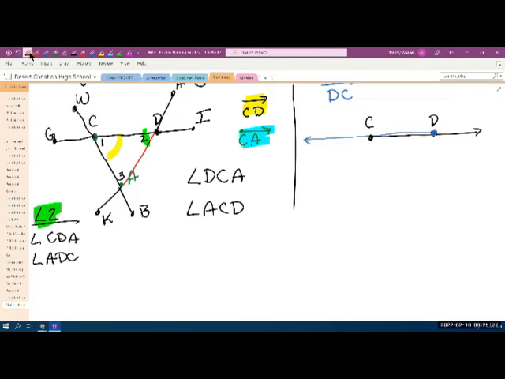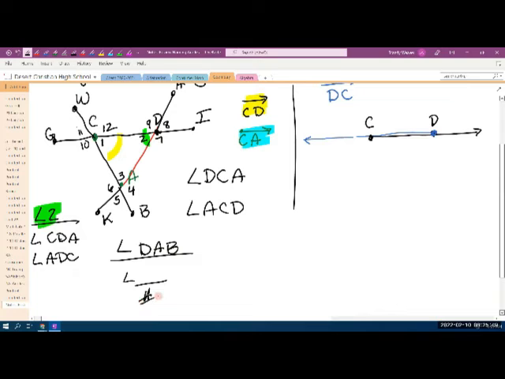Which angle? And let's add some more numbers here. 1, 2, 3. We'll go 4, 5, 6, 7, 8, 9, 10, 11, 12. Which angle is angle DAB? Give me the number. What's the DAB angle here?